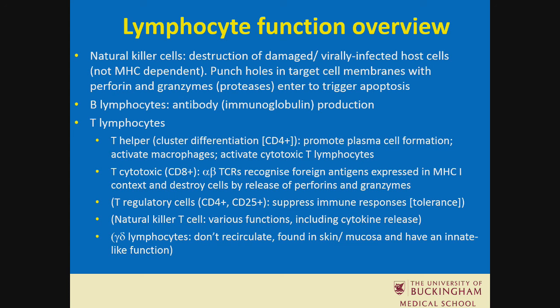So natural killer cells, they destroy damaged cells. They destroy self cells, part of the innate immune system. So if a cell is infected by a virus, for example, the cell surface molecules will change, it'll produce interferons, and that'll recruit natural killer cells. Tumor cells will downregulate their MHC molecules to try and evade detection, and natural killer cells can recognize this and kill them.